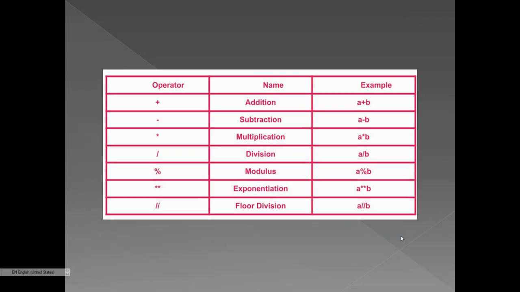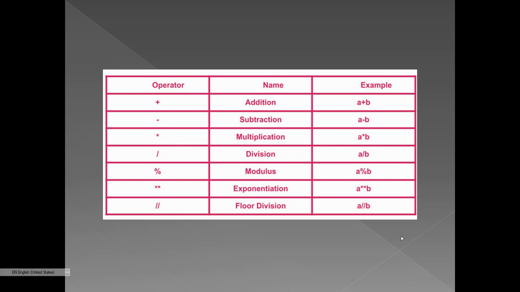These are the formulas. The operator is the plus. It's addition. So, for example, A plus B. Minus, subtraction, and A minus B. The star sign is used for multiplication. The slash sign is used for division.